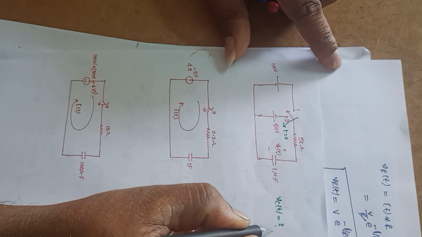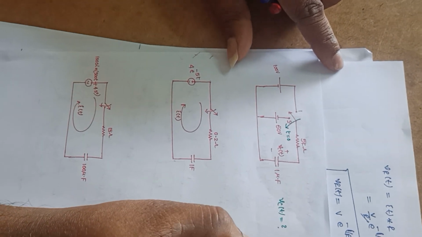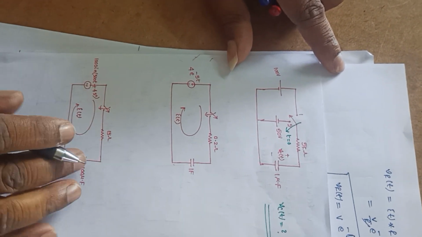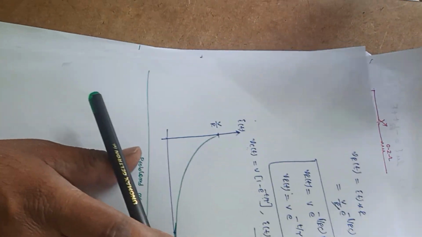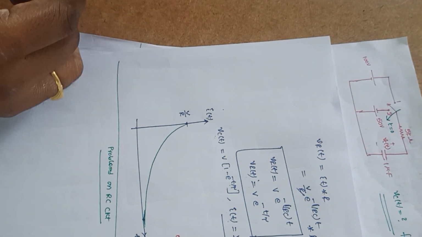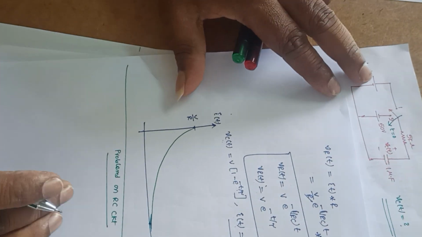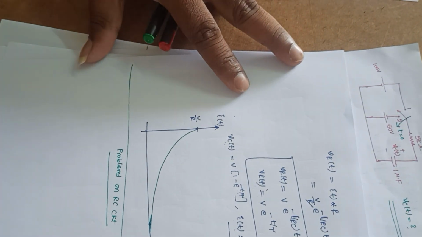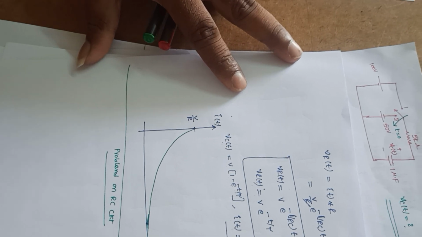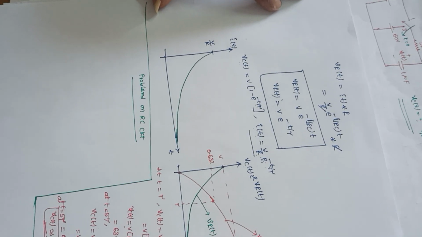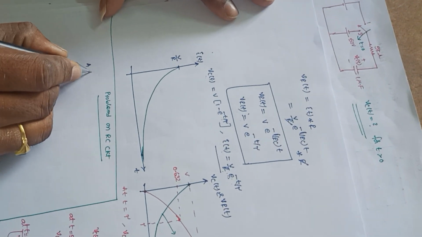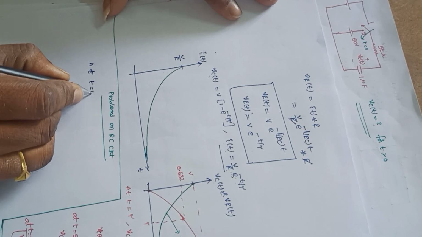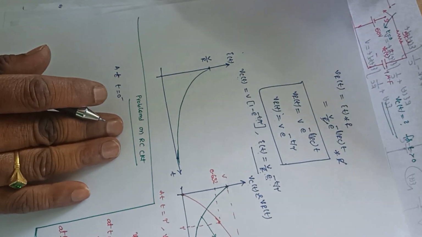Vc of t is what for t greater than 0. So this is what I need to find here. So let me draw the circuit. The same procedure I am going to follow here. The procedure is, first you draw the circuit at t is equal to 0 minus.